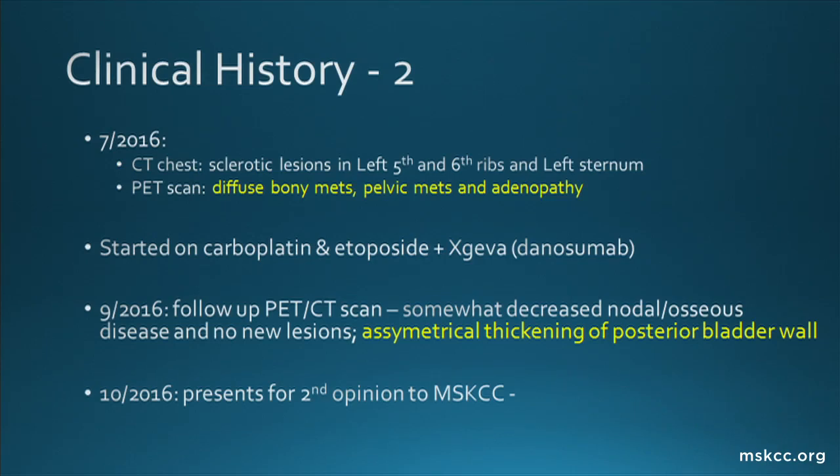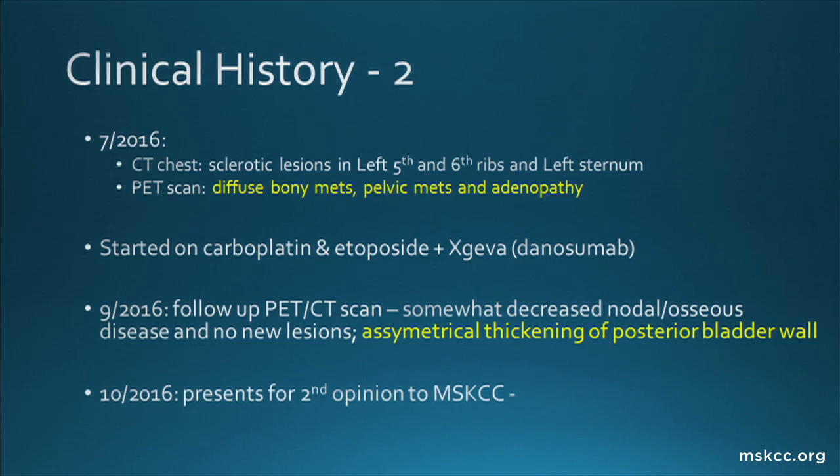Patient's clinical history continues. Within the month, he goes for additional imaging, and I'll just note that the PET scan specifically is that there seemed to be diffuse bony metastasis, pelvic metastasis and adenopathy already, and given the diagnosis of small cell, the patient is started on carboplatin and etoposide and Xgeva, which is a bone-reinforcing agent, given the potential for lots of metastasis seen on radiology. And an interval scan shows a somewhat decreased nodal and osseous disease, no new lesions, but notes an asymmetrical thickening of the posterior bladder wall.